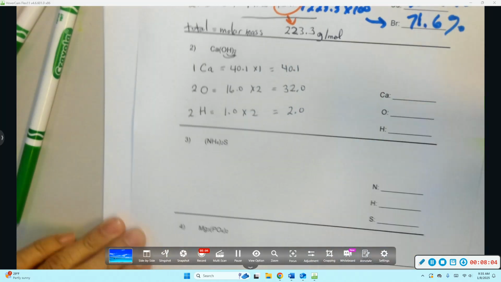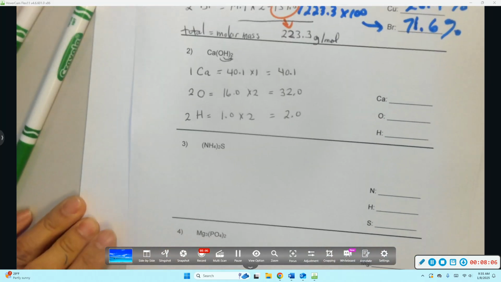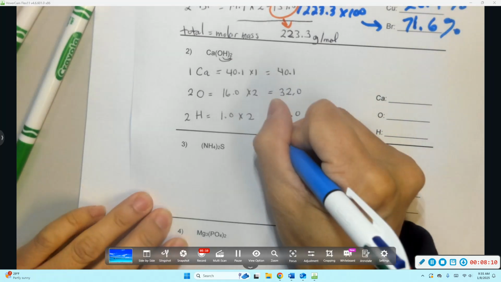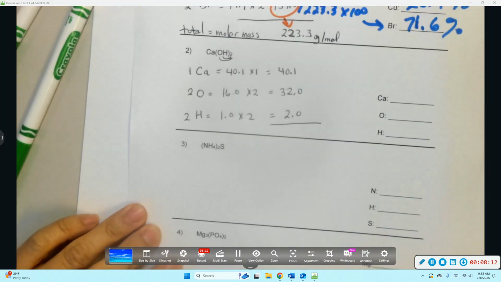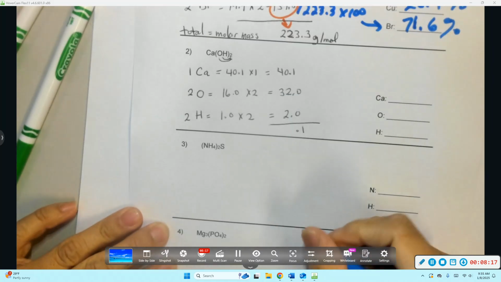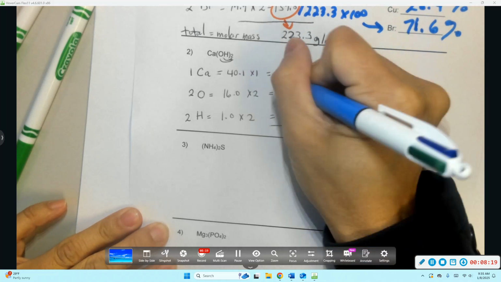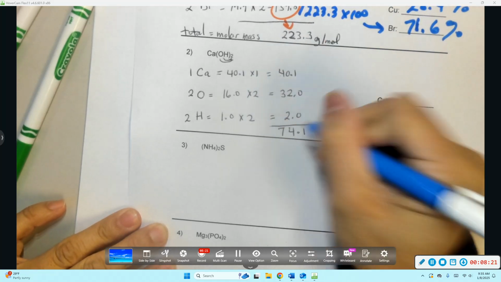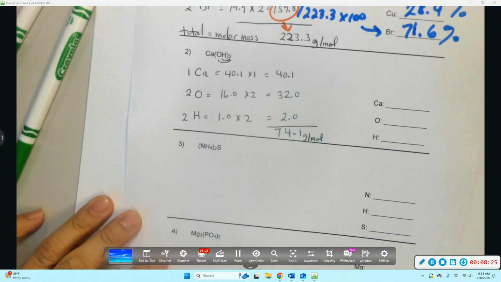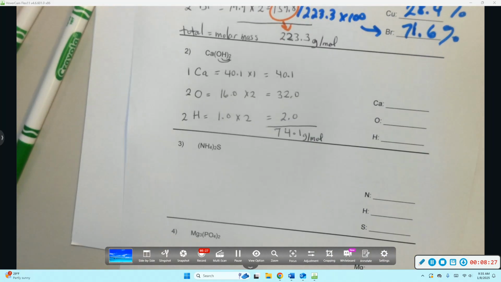Okay, so we've got the mass of each of them. What's the next step? The next step is you add them all up for the molar mass. So this one I can do it in my head here. 0 plus 0 plus 1 is 1, 2 plus 2 is 4, 4 plus 3 is 7, so 74.1 grams per mole. 1 mole of that is 74.1 grams.